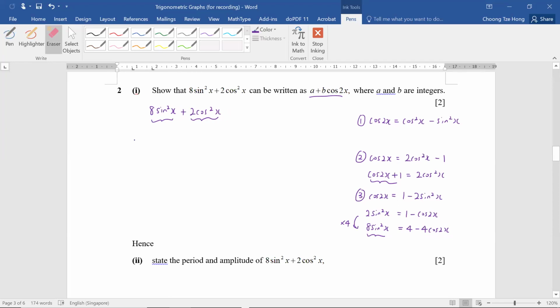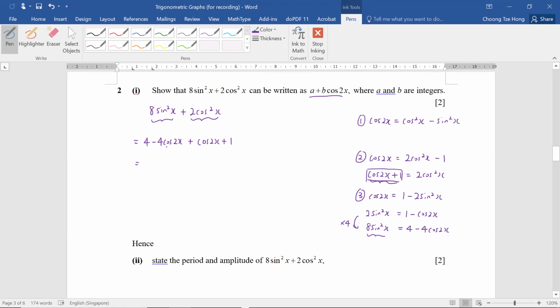So we're going to replace the 8 sine square x with 4 minus 4 cosine 2x. And then we're going to replace the 2 cosine square x with this one, because 2 cosine square x is cosine 2x plus 1. So we replace it with cosine 2x plus 1. So you can see now we have achieved the objective already. Now the expression is totally in terms of cosine 2x and another integer, right?